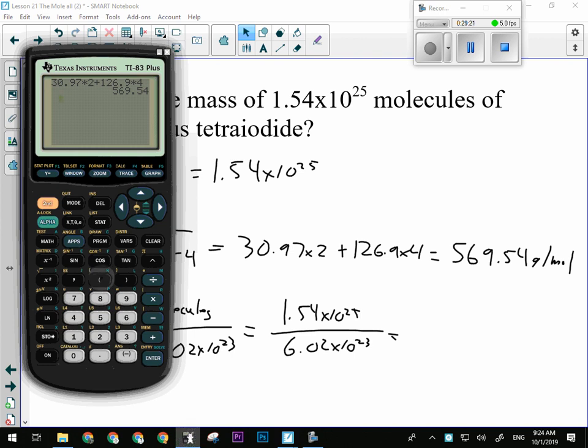So we've got to put that in brackets. So 1.54 divided by Avogadro's number. All right, so we're looking at 25.58 moles.